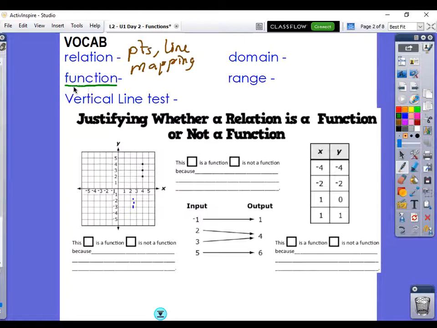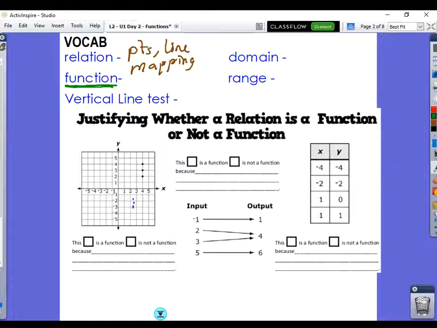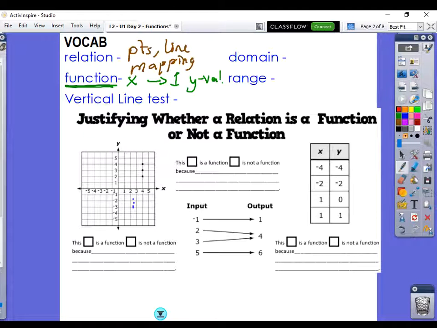But in order to be a function, you have to pass a certain criteria. That basically means that a single x value can only be mapped to one y value. That might not make sense right now, but we're going to get into it today to really make sure that is clear. Not all relations are functions. Some relations are not functions. But if it passes a particular test, then it can be a function.